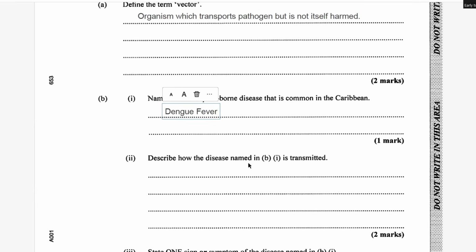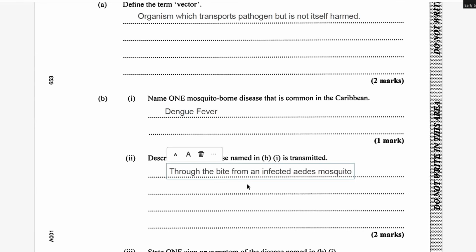Describe how the disease named in B1, see the link, is transmitted. So in our case, it will be how is dengue transmitted? And we know that is from an infected Aedes mosquito through the bite. All right. We do mention Aedes because our own is dengue fever. If you chose malaria, you know that you have to mention Anopheles.